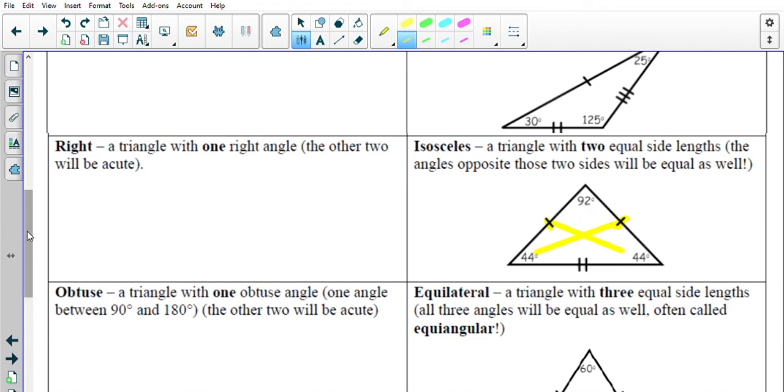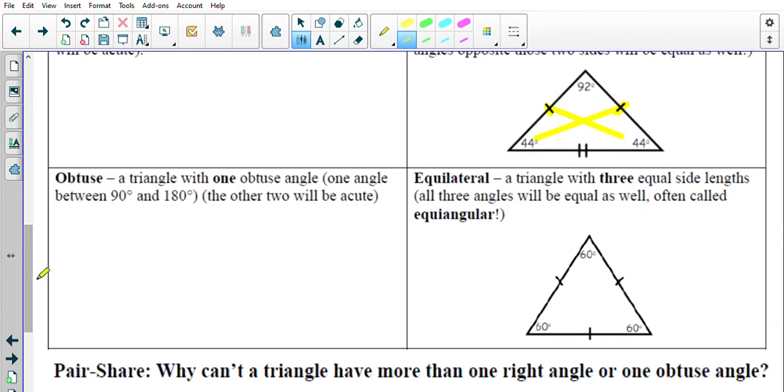So if you ever notice two angles being congruent, you know that this is also an isosceles triangle. And then finally, we have an equilateral triangle, which is kind of exactly what it sounds like. It's a triangle with three equal side lengths, which means that all three angles will be equal as well. So we often call this equiangular.